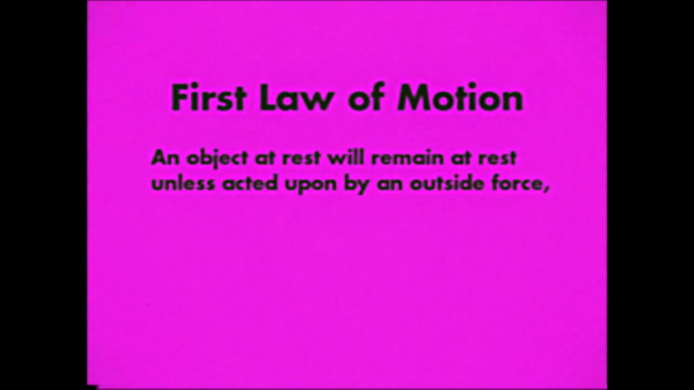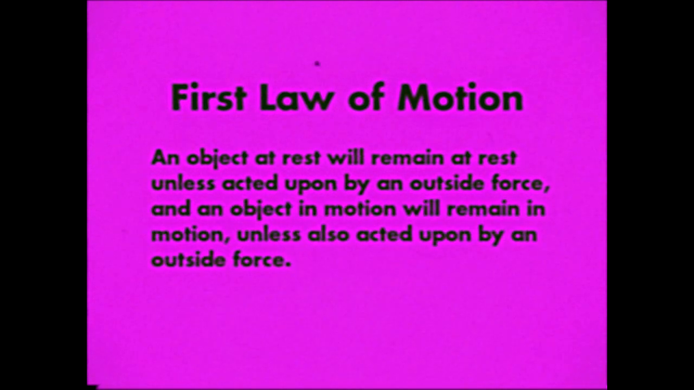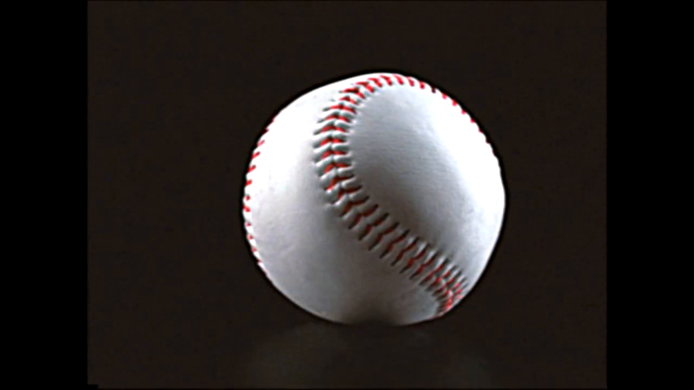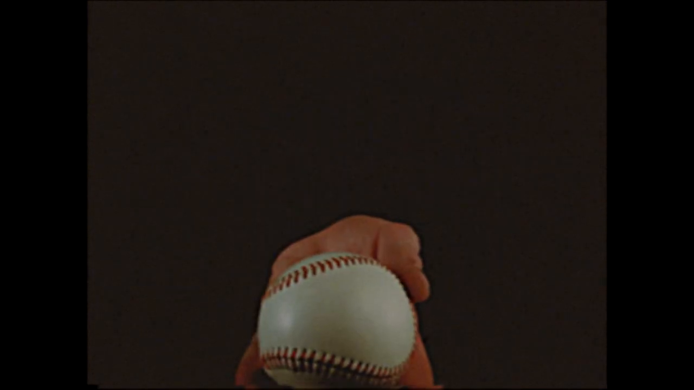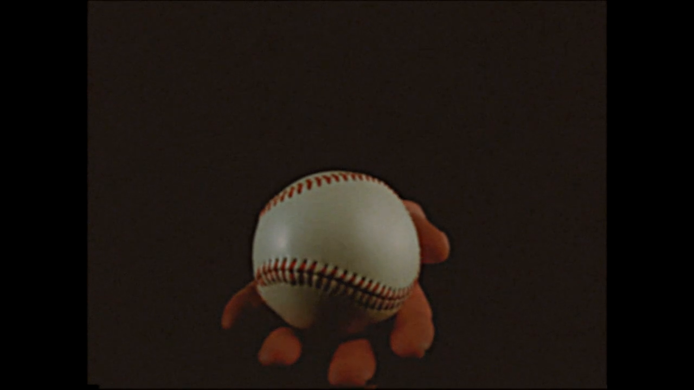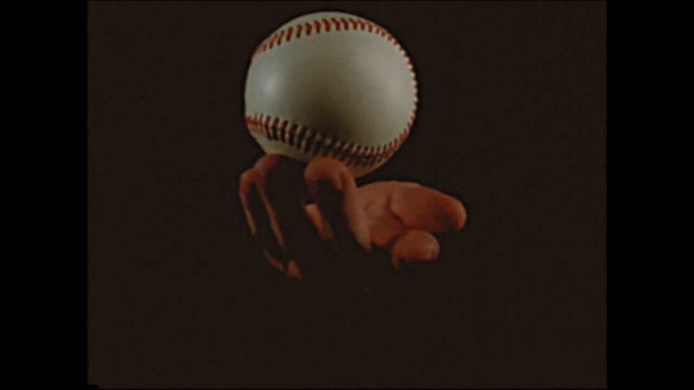The first law states, paraphrased from Latin, that an object will remain at rest unless acted upon by an outside force, while an object in motion will remain in motion in a perfectly straight line unless also acted upon by an outside force. A ball sitting on a table will remain stationary unless bumped or hit. Conversely, a ball that is thrown will continue on in a straight line until influenced by other forces.